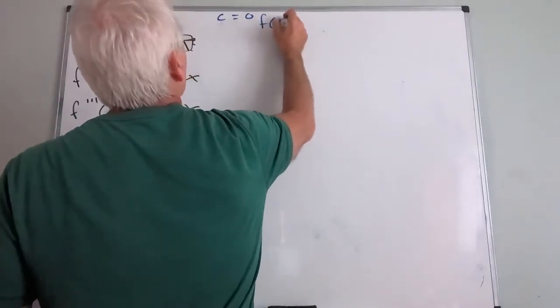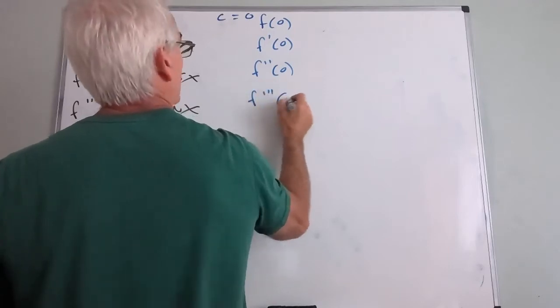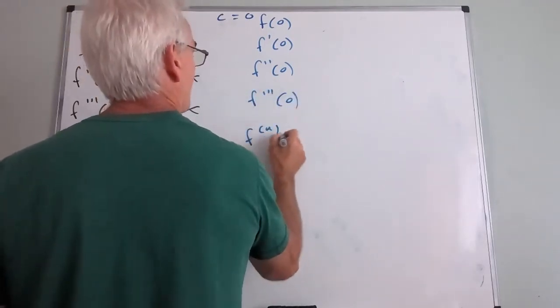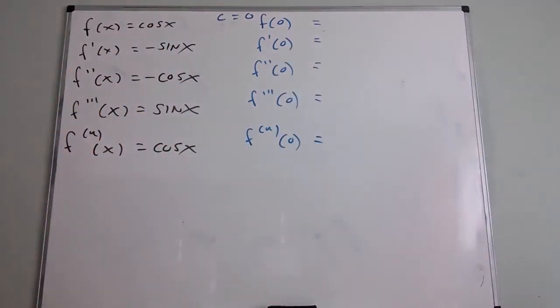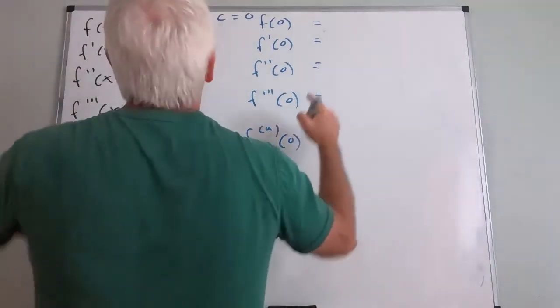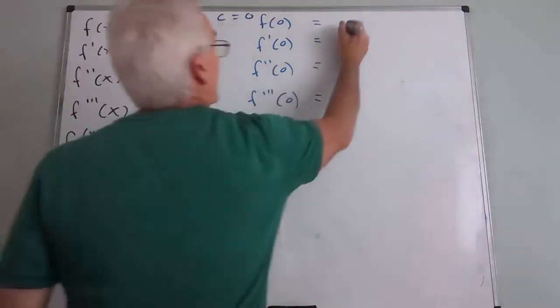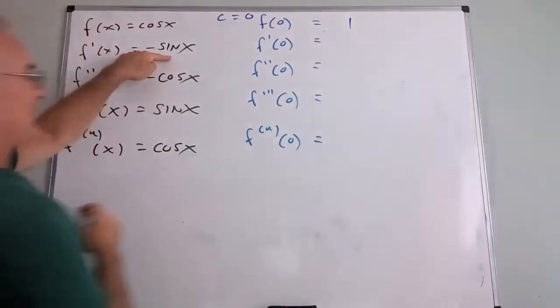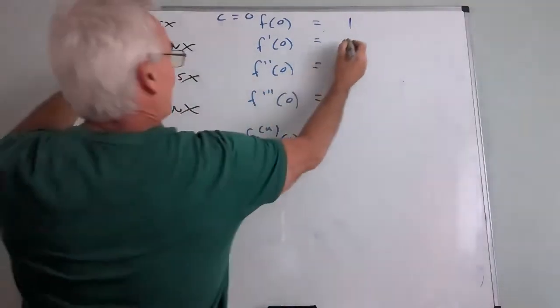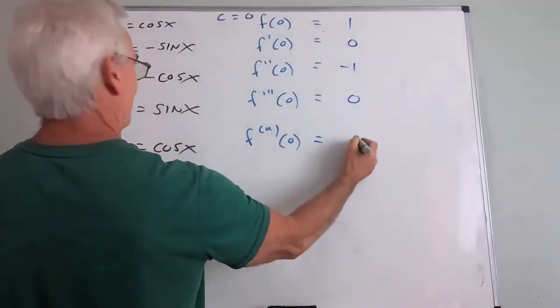So now what is f of 0, f prime of 0, f double prime of 0, f triple prime of 0, f fourth derivative evaluated at 0? So what are my numbers? Cosine of 0 is 1. 1, 0, negative 1, 0, 1.